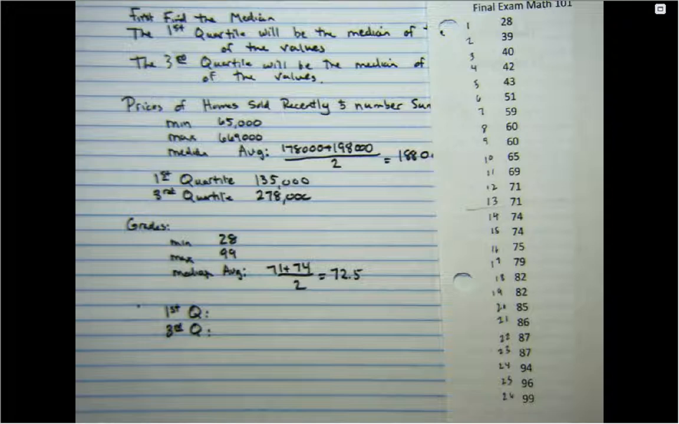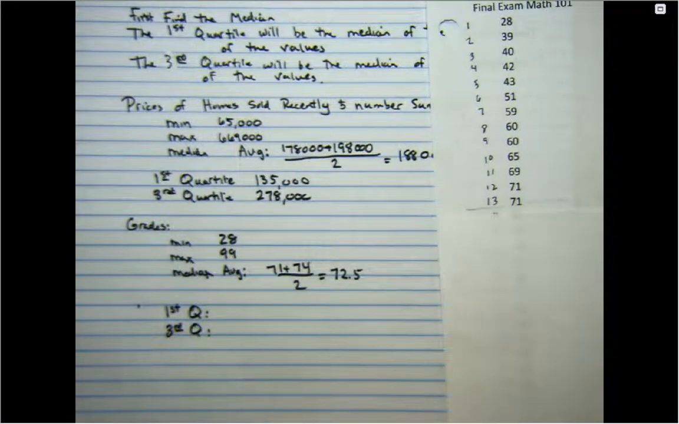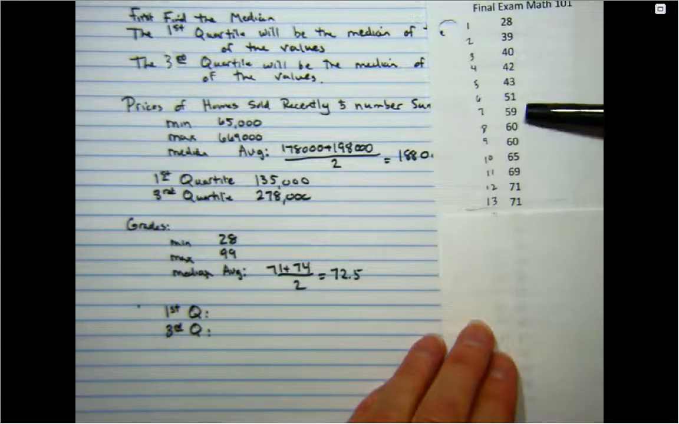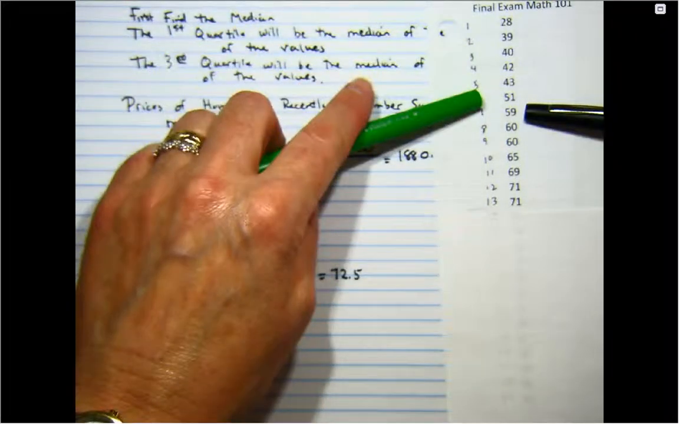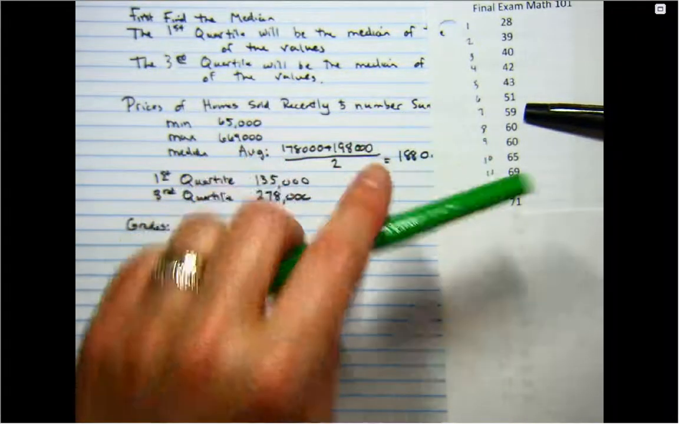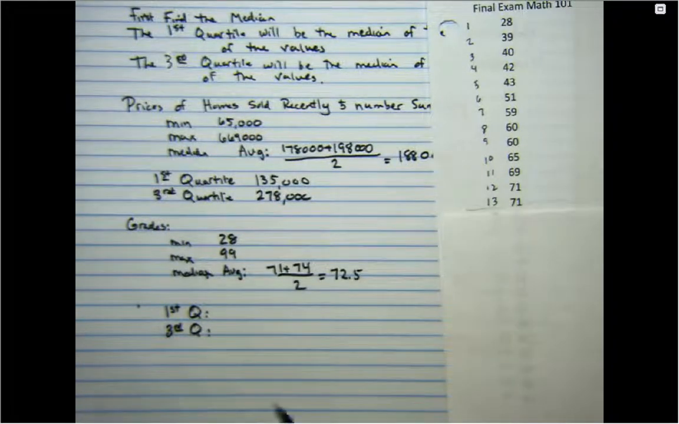So we need to find the first quartile. I don't think it's 59. Let's see. Maybe it is. If we have 59, then there'll be 6 above it: 1, 2, 3, 4, 5, 6. Very nicely done. Yep, 59.